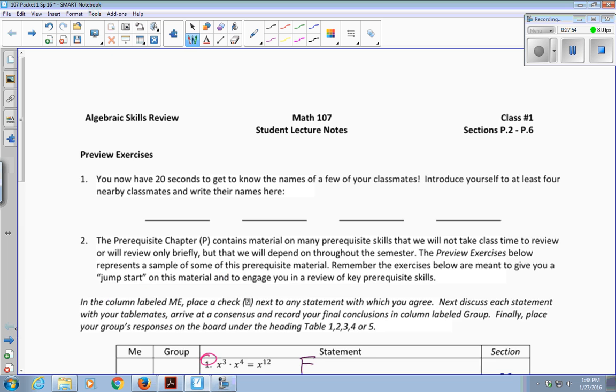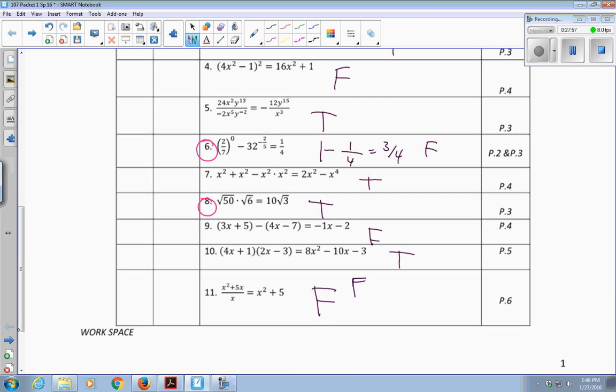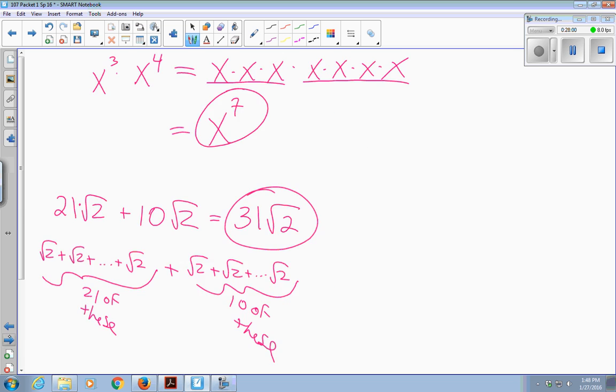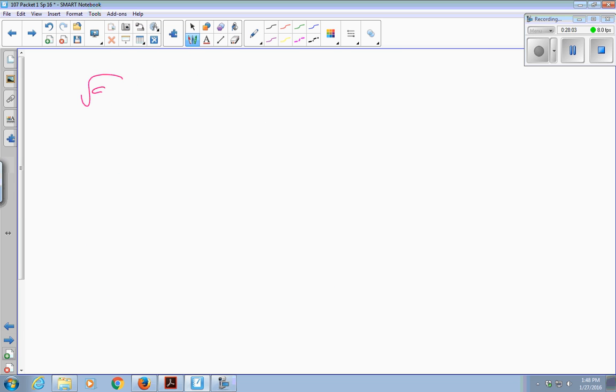All right, let's see what else we got here. 8. Root 50 times root 6. Am I allowed to just do this? 50 times 6? Yeah, I am. When you have numbers under a radical, you can just multiply them. We'll do it 2 ways, and then you'll see that they come out the same. Okay. So root 300, now if I want to simplify that, are there any perfect square numbers that divide into 300?